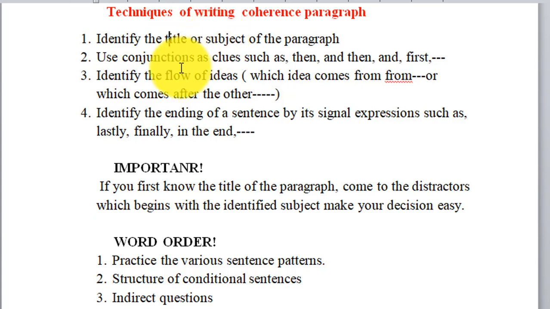Second, use different kinds of conjunctions as clues and signal expressions, such as then, and, first, second, third, something like that. These conjunctions are very important to give clues, and they are important to join or to make the ideas interwoven with each other, tied to each other, right?